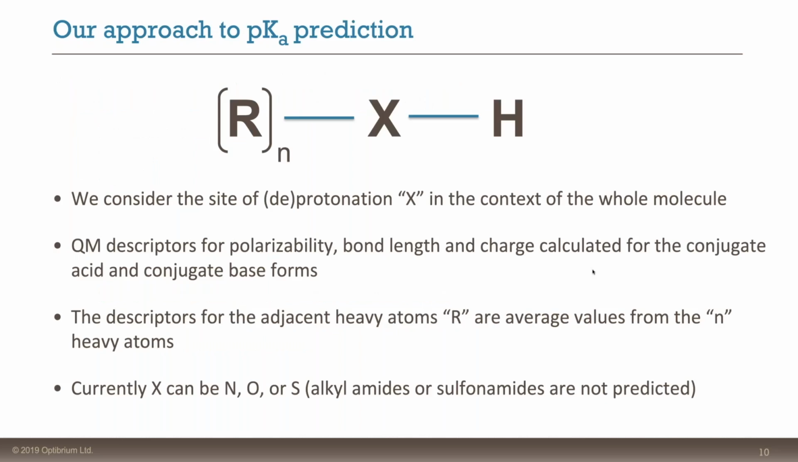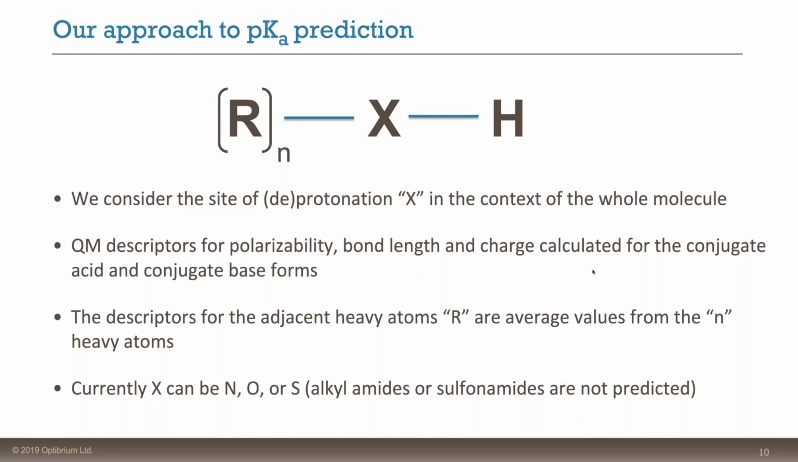And so, considering that it is that pair of electrons that are important, what is our approach to pKa in terms of how we assess those electron distributions? Our model is very simple.